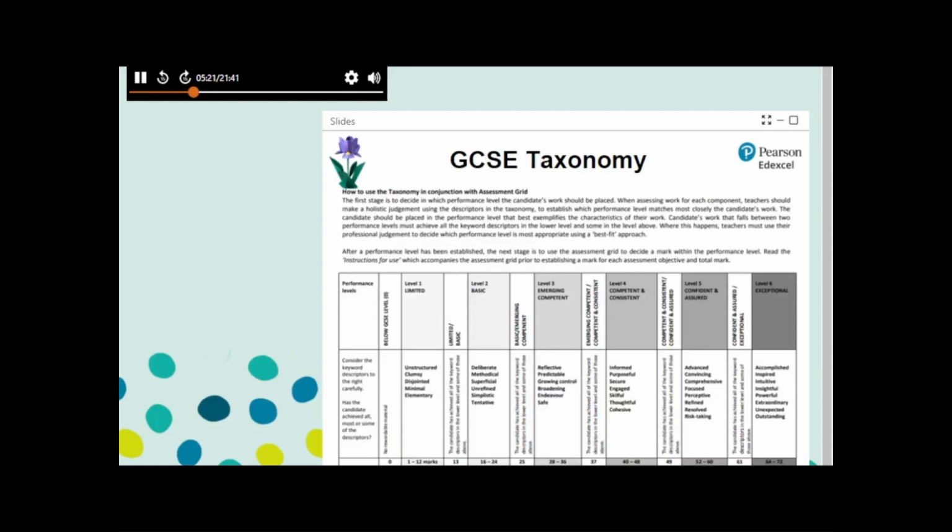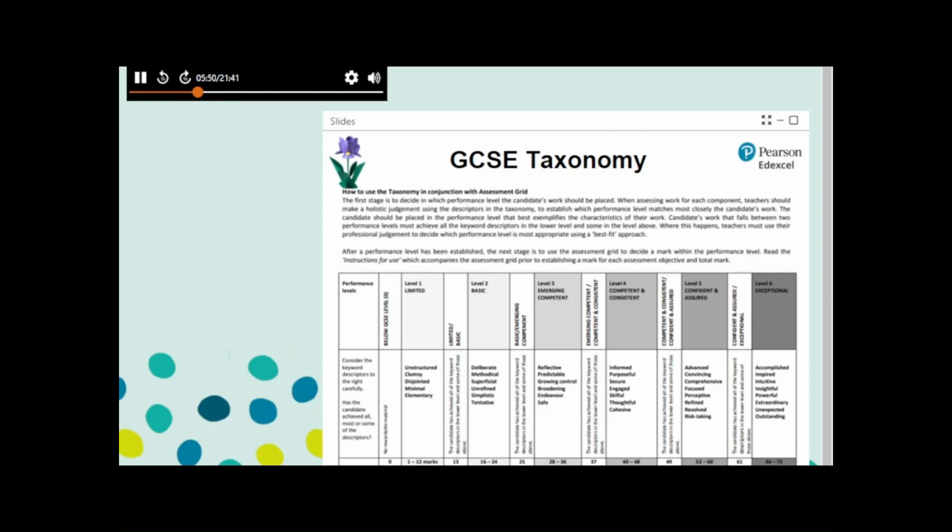GCSE taxonomy. How to use the taxonomy in conjunction with the assessment grid. The first stage when marking work is to decide in which performance level the candidate's work should be placed. When assessing work for each component, teachers should make a holistic judgment using the descriptors in the GCSE taxonomy to establish which performance level matches most closely the candidate's work.